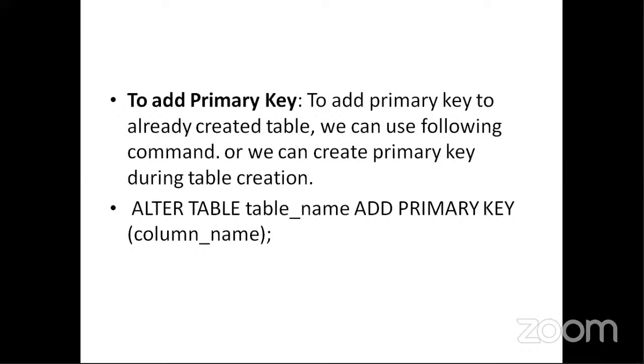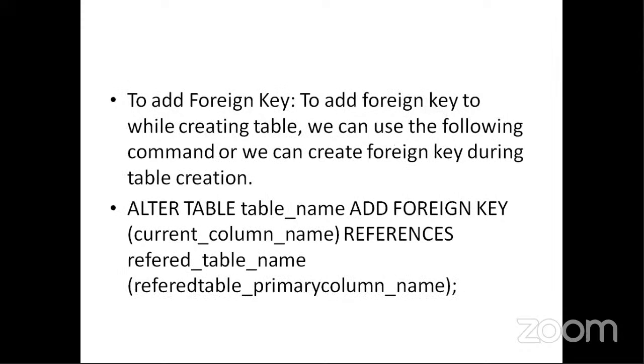How to add a primary key? To add a primary key to an already created table, we can use the following command, or we can create the primary key during table creation. The command will be: alter table, table name will be 11, add primary key, column name will be roll number. Then we will get the primary key as roll number.